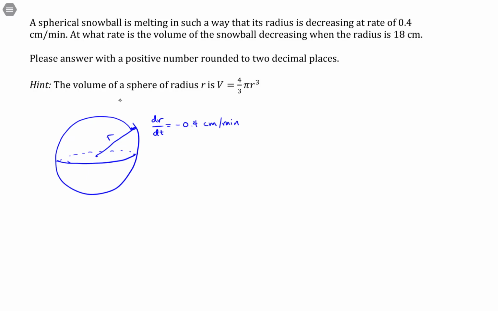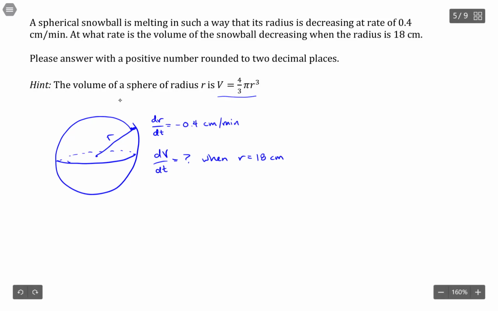At what rate is the volume of the snowball decreasing? So dV/dt is equal to what when the radius is equal to 18 centimeters? Now, it's a big snowball. Anyhow, the thing that we're looking for is a rate of change of volume. This formula here doesn't have a rate of change in it. It's just relating volume and radius alone.